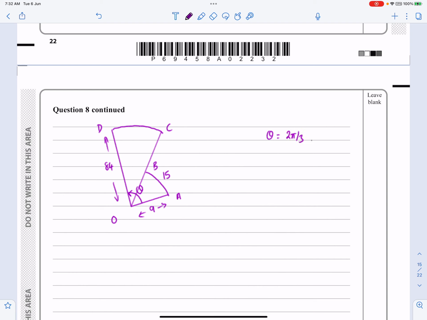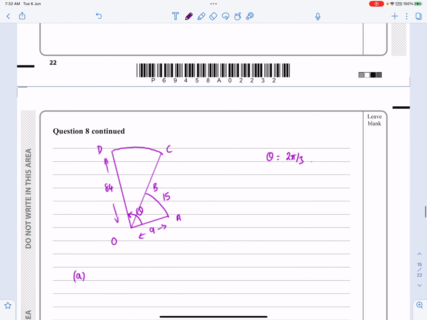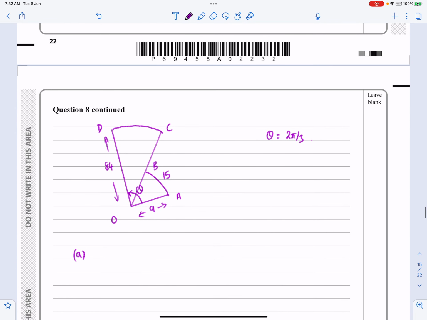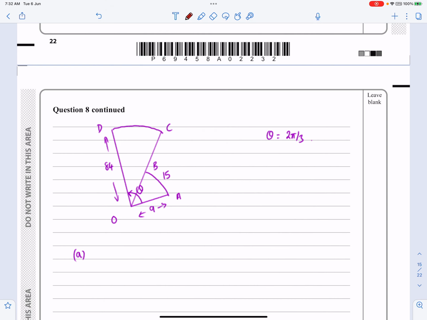And then for part A, what we're trying to do is work out what CD is. And actually, I think they tell me what it is. Yeah, show that CD is equal to 35.9. So coming back to my diagram, how am I going to do that? Well, if I want to work out CD, then really I need to work out that angle, because then I can use those 2 bits to work out the arc length.